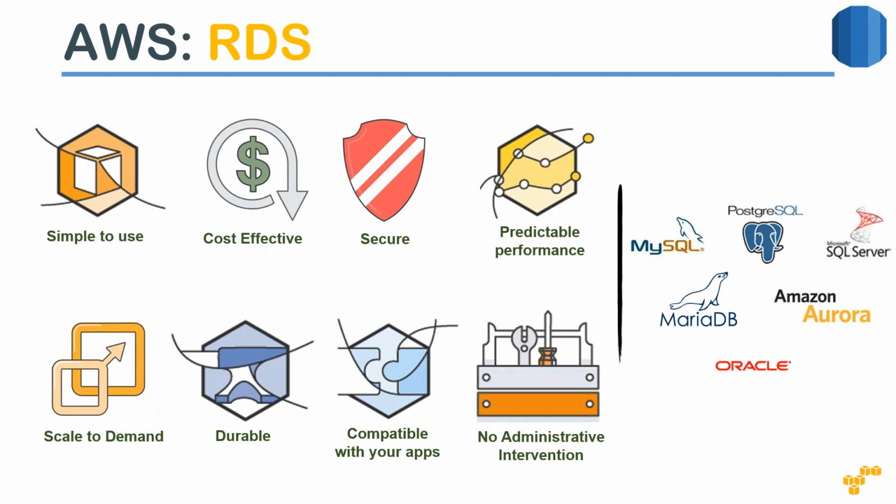And in terms of security, you have encryption, you have it in a VPC, and you can have IAM roles so that only certain people can access RDS itself. So predictable performance, just like an EBS volume, you can control the performance of your RDS also. You can say this is the IOPS I want, an SSD disk, and you can ensure the performance is the same throughout. And it is going to scale to demand.